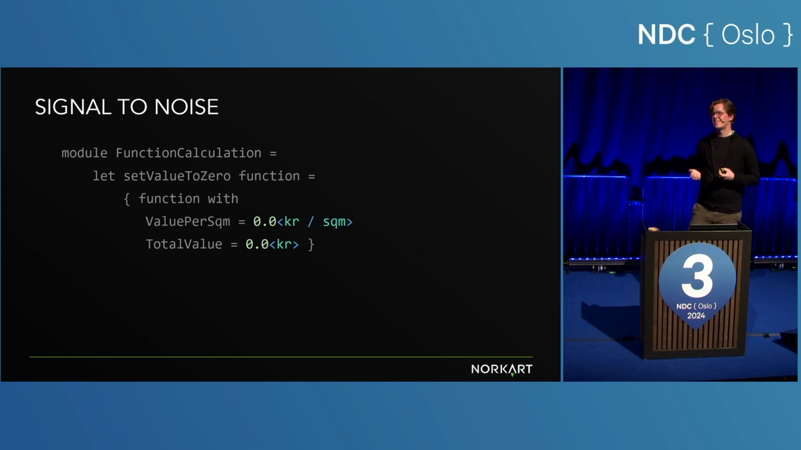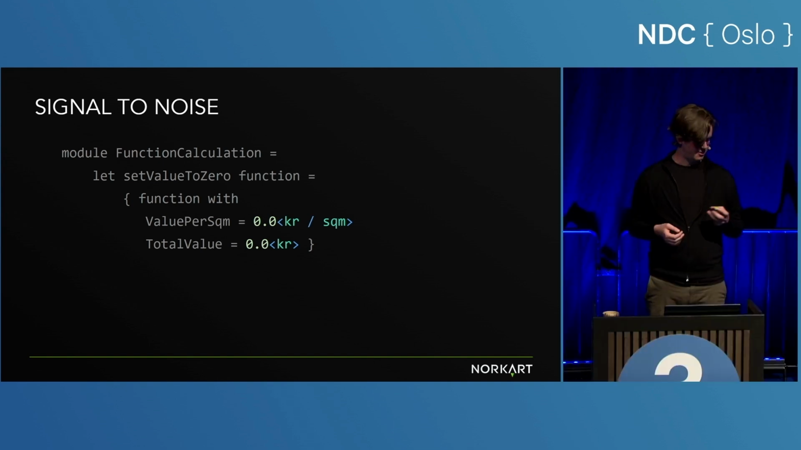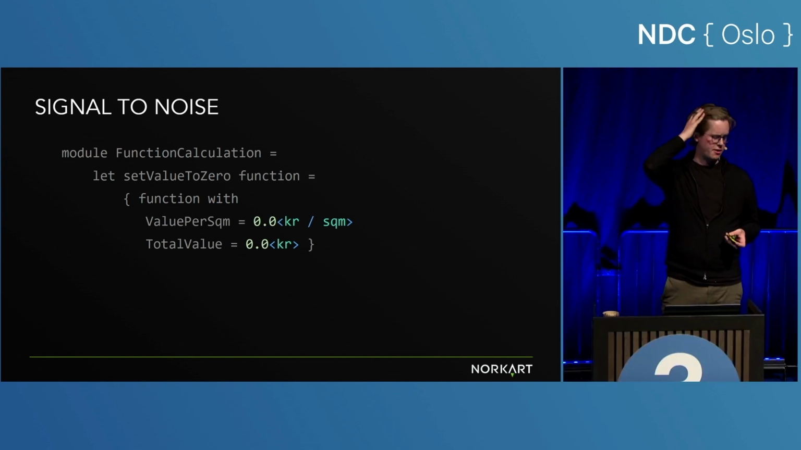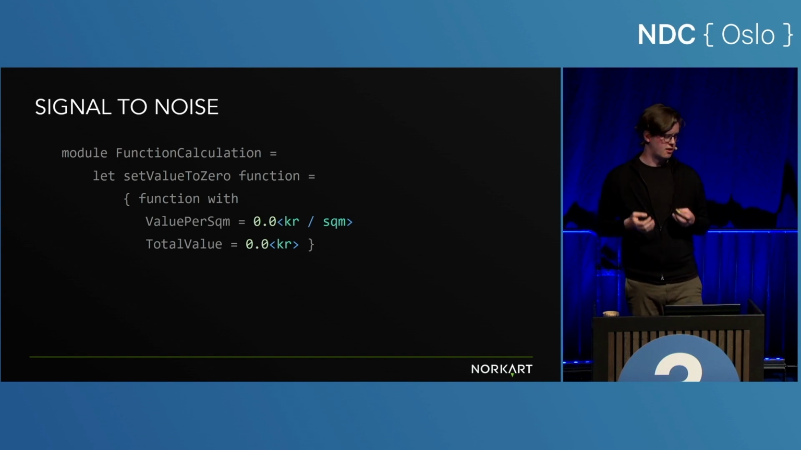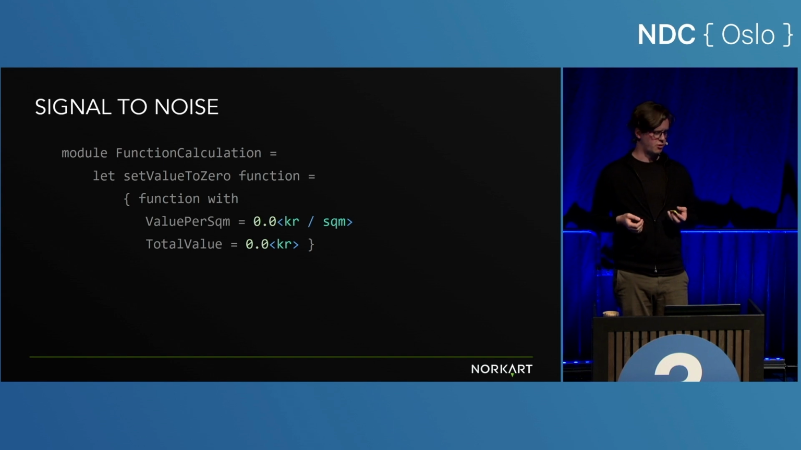But we can tag our values with what kind of units of measure they are. So the value per square meter, that's Norwegian crowns per square meter. You don't accidentally send in the building ID here, or the total value for that matter. So it also reads a lot like how you would talk about it. So it's expressive code with clear intent.